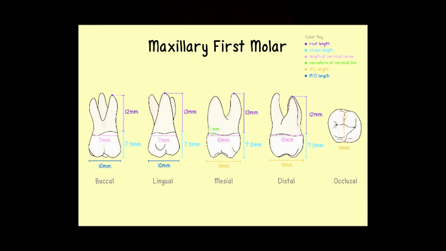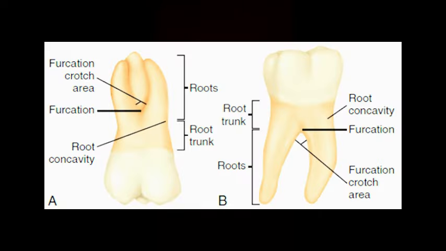From the buccal aspect, the crown is roughly trapezoidal, with the cervical and occlusal outlines representing the uneven sides. The cervical line is shorter than the occlusal line. There are 4 cusps: mesiobuccal, distobuccal, mesiolingual, distolingual. The mesiobuccal cusp is greater than the distobuccal. The slopes of the mesiobuccal and distobuccal cusps meet each other at an obtuse angle.